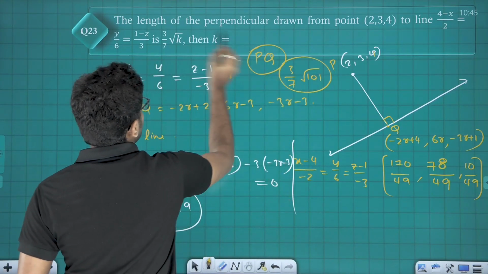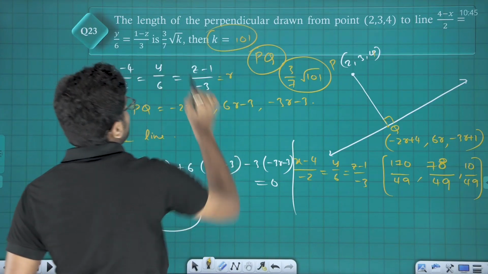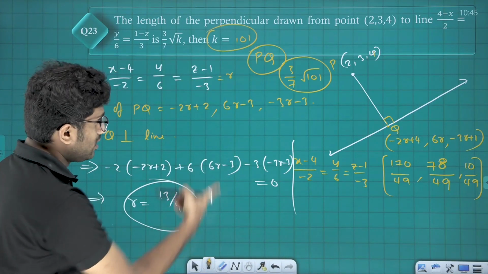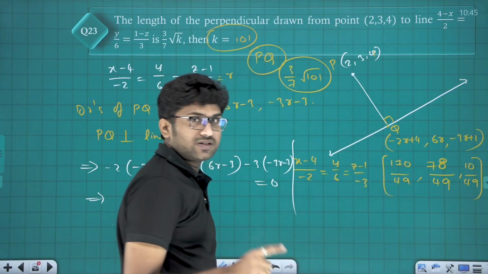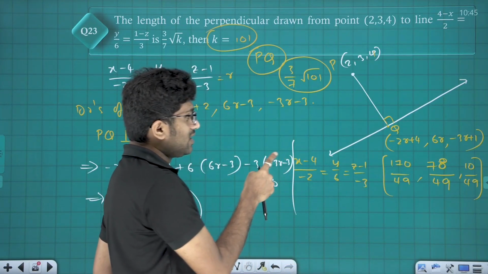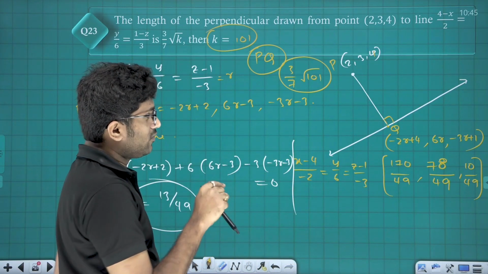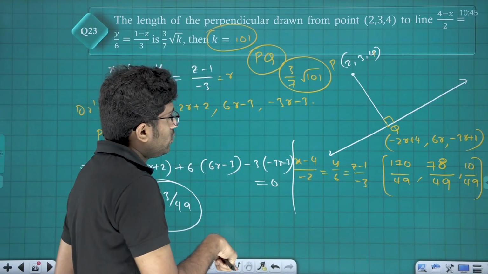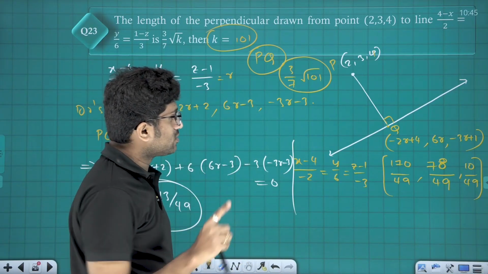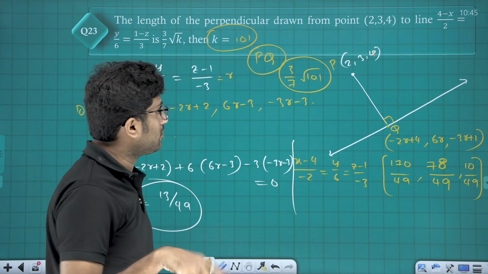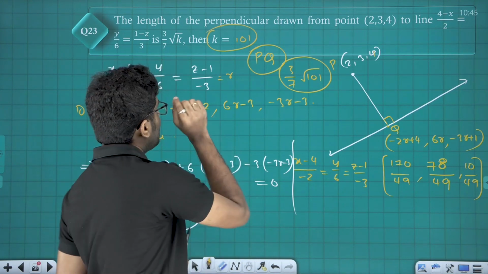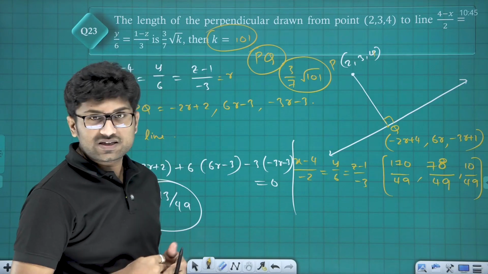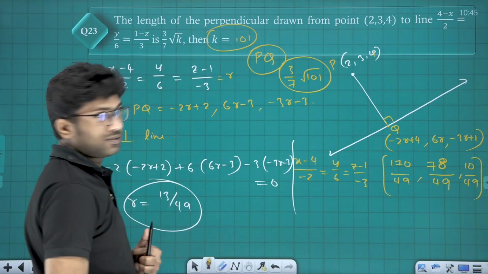So if you compare this with this, then k is equal to 101. I have just simplified it in the normal way. The only thing is, simplification makes the difference here, friends, as the numbers are big, something like 170 by 49, 78 by 49, 10 by 49. When you find the distance between these two, PQ, x2 minus x1 whole square plus and so on, under root, just simplify it in a proper way. So the answer for this is k equal to 101.